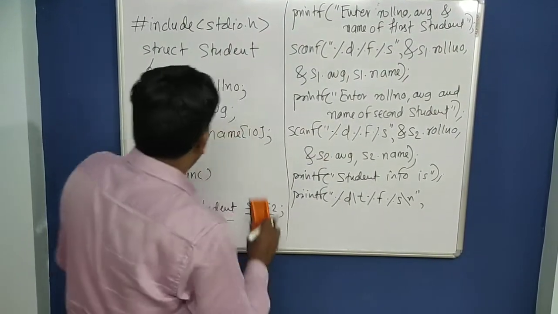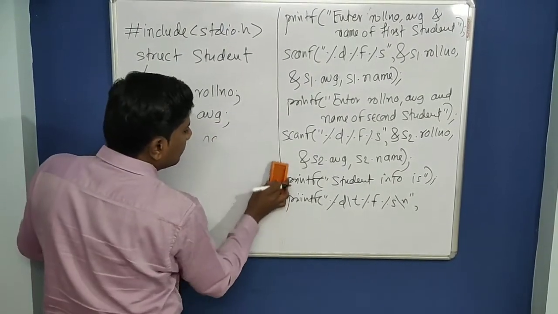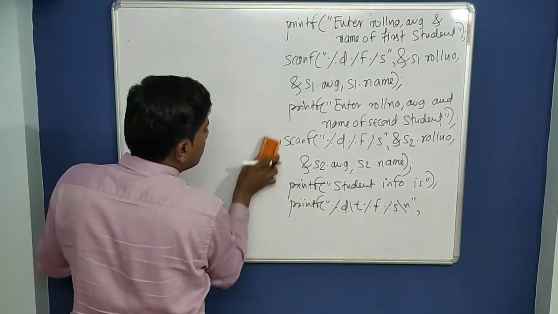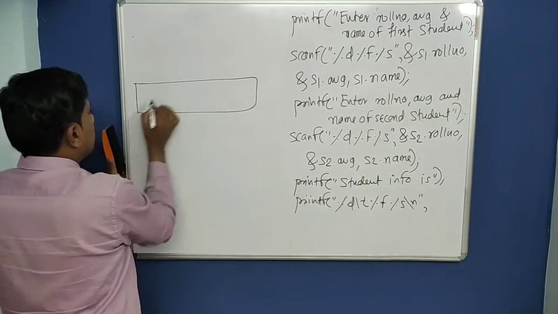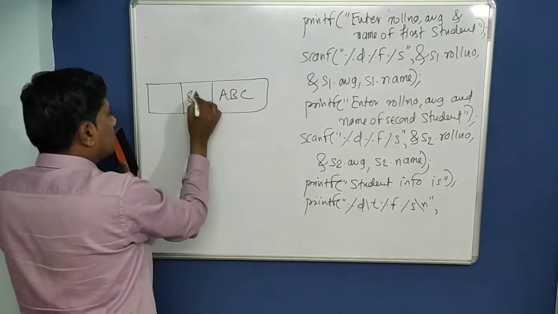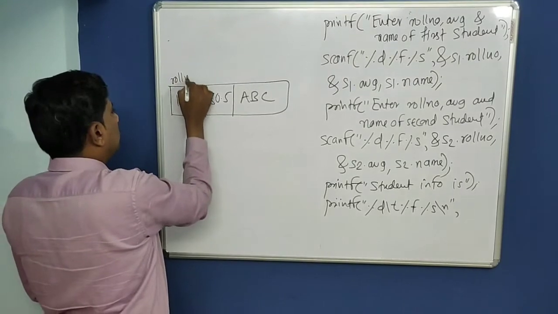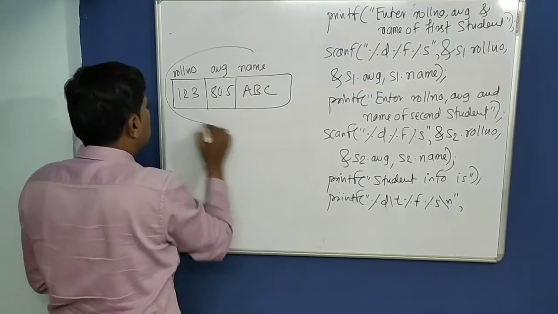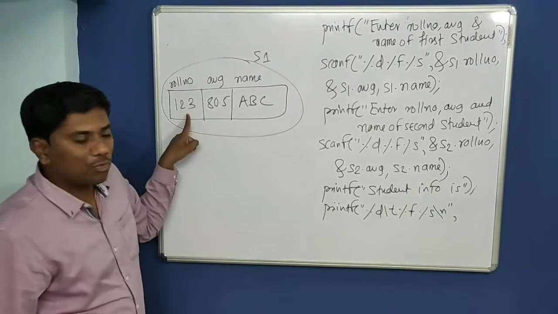Okay, what will be next? Now, where is the information of the first student present? See, this is the memory representation. This is S1. Consider the name of the student is ABC, suppose the average marks is this one and the roll number is 1, 2, 3. So this is roll number, this is AVG, and this is name. And this is S1. Getting? So we want to print this 1, 2, 3.